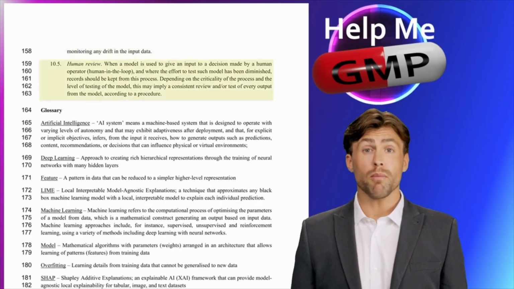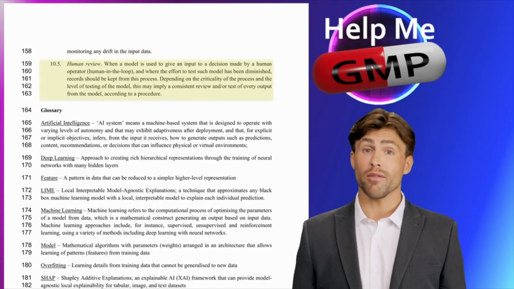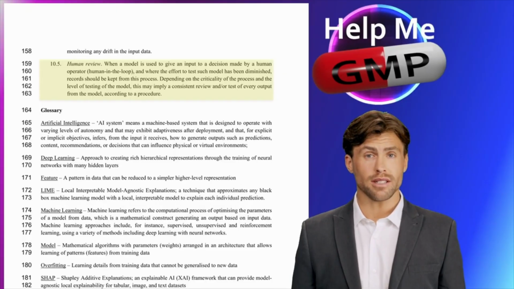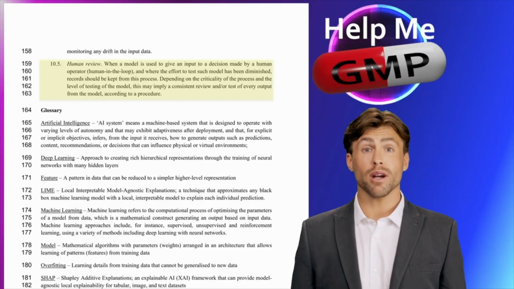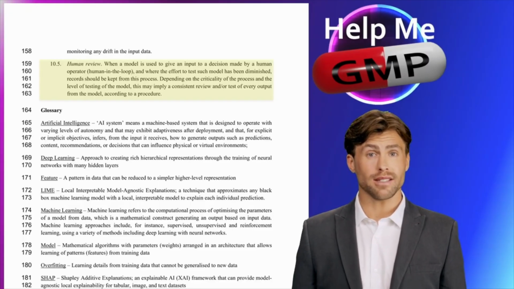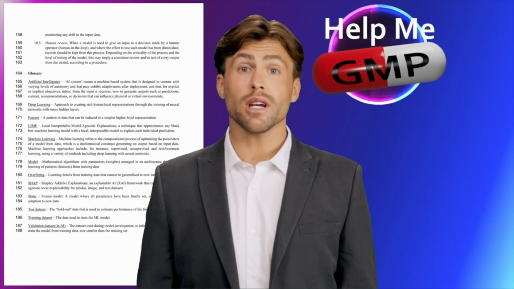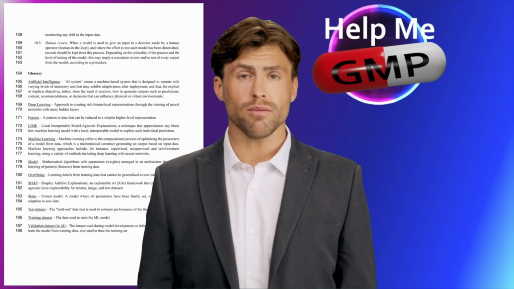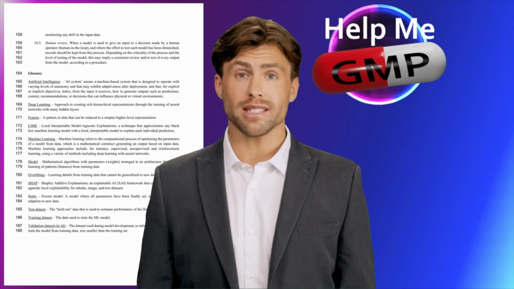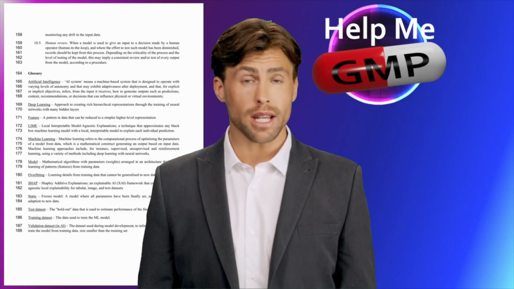Human review. When a model is used to give an input to a decision made by a human operator, and where the effort to test such model has been diminished, records should be kept from this process. Depending on the criticality of the process and the level of testing of the model, this may imply a consistent review and/or test of every output from the model according to a procedure. That concludes the readout of Annex 22, the draft guidance on artificial intelligence in EU GMP.